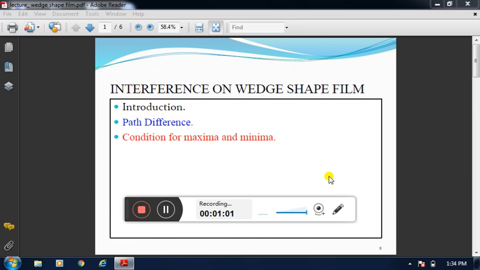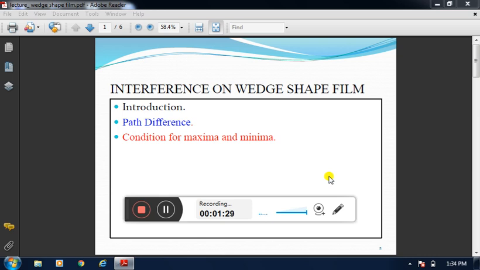Dear student, as we all know, when light propagates through a medium, it follows certain laws. What are the laws? Rectilinear propagation of light. Law of reflection means the angle of incidence is equal to the angle of reflection. And the third one is the law of refraction, which means mu is equal to sin i by sin r. Let us recall the fundamentals of the light wave.